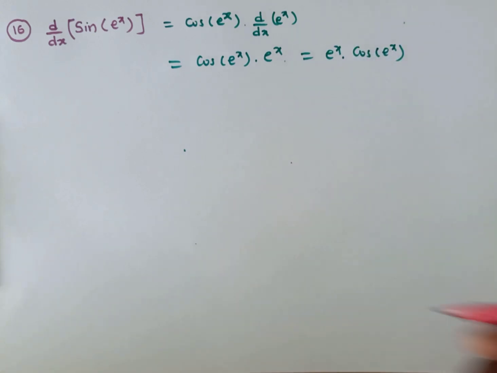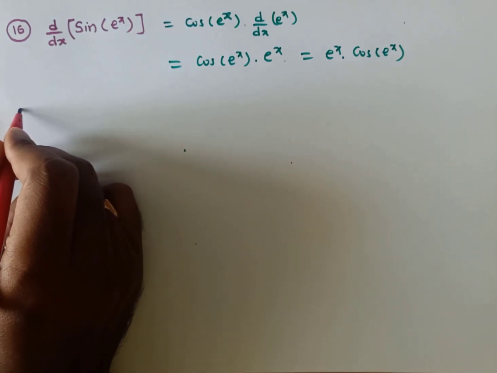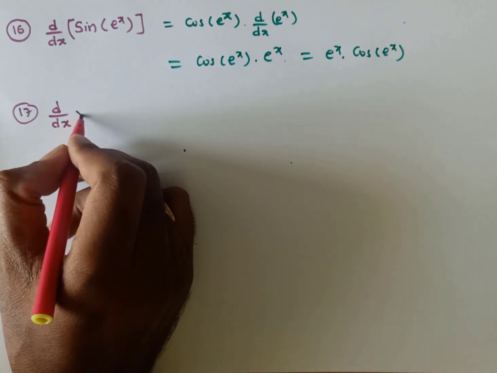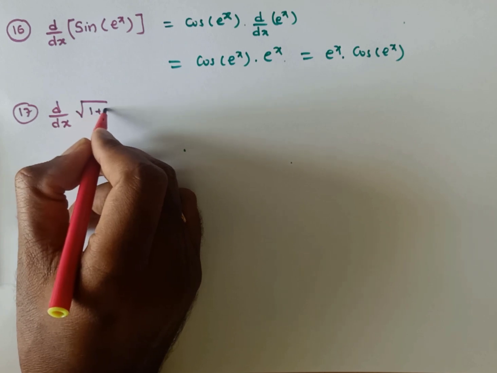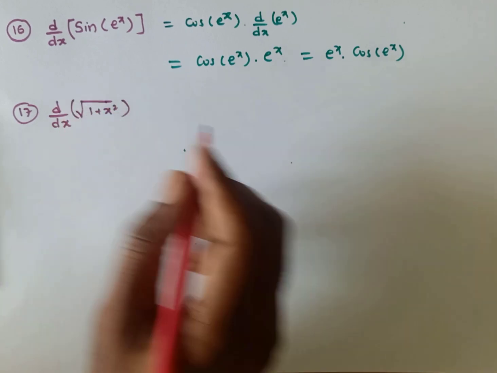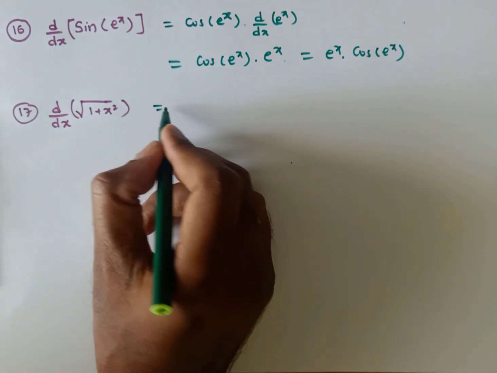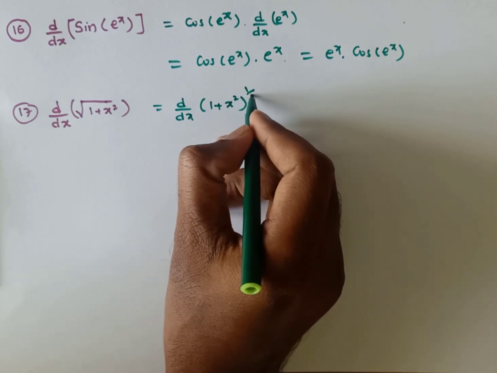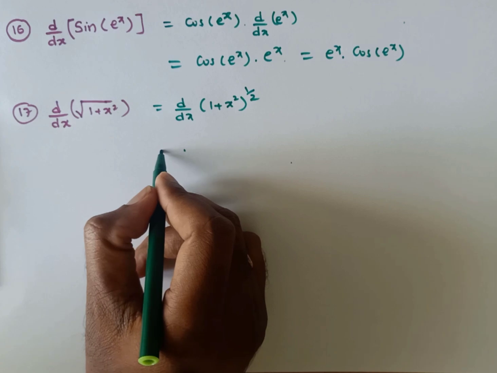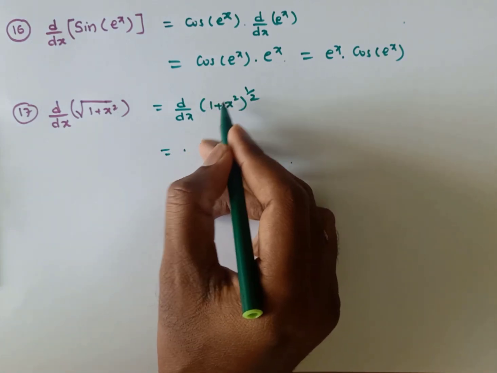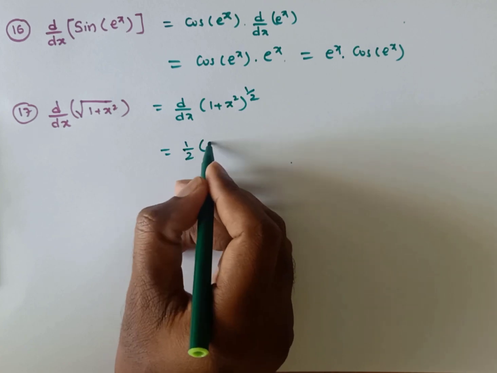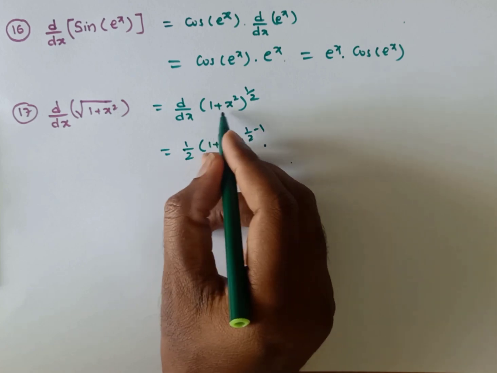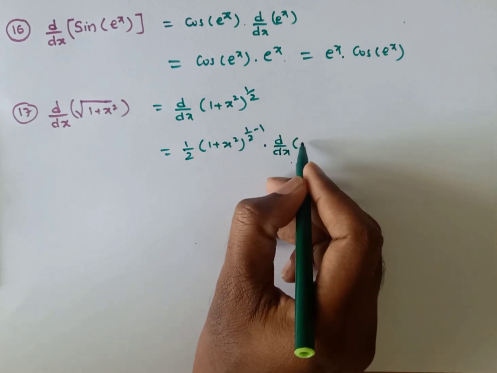So like this. Next, d by dx of, for example, root of 1 plus x square. You need to treat it as d by dx of (1 plus x square) whole to the power of 1 by 2. So it is in the x power n form, the u power n form, so first you need to apply the derivative for this u power n form. That is 1 by 2 into (1 plus x square) whole to the power of 1 by 2 minus 1, into the derivative of the inner function, d by dx of 1 plus x square.